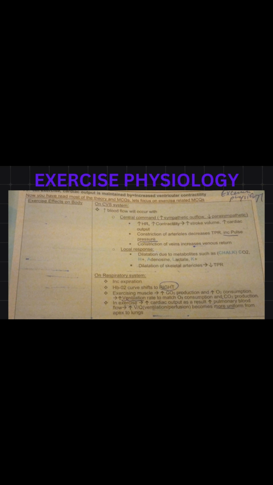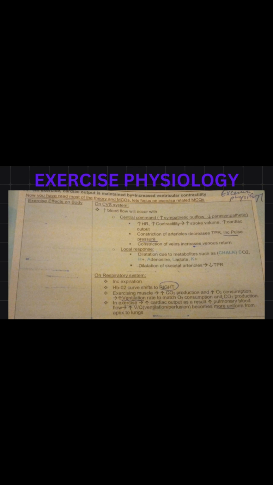Let's talk about roughly point 71. So it's about the exercise effect on the body. There are two systems that are affected by exercise: one is the CVS system and one is the respiratory system. In the CVS system, exercise is going to increase the blood flow. That will occur with an increase in the central command. The blood flow is going to increase via the central command as well as the local response.